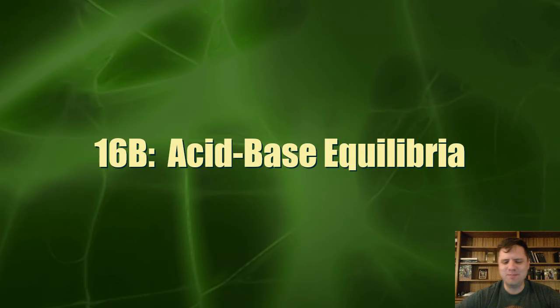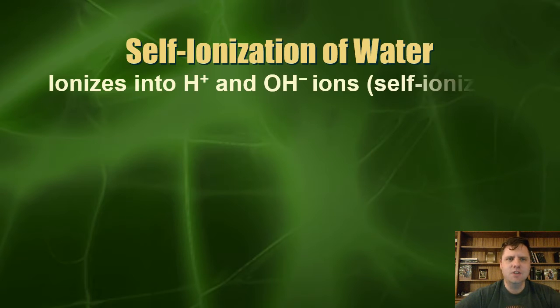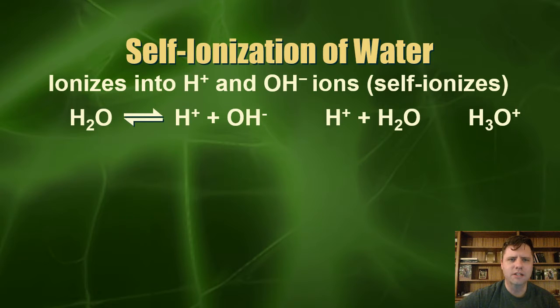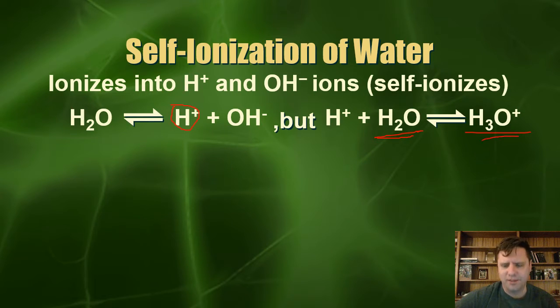Okay, so let's talk about 16b now, about acid-base equilibria. So we begin by discussing the self-ionization of water. Water ionizes into H plus and OH minus ions. It self-ionizes. So H2O, through a reversible reaction, can form H plus and OH minus ions. But it is also the case that these hydrogen ions will combine with other water molecules that are there, forming H3O plus ions.